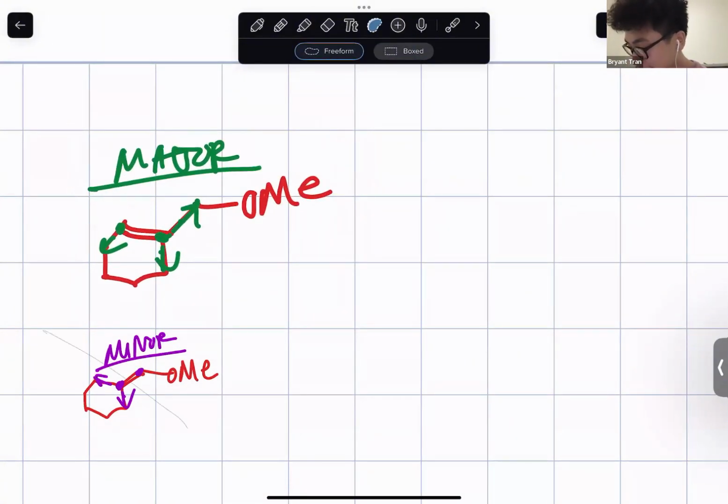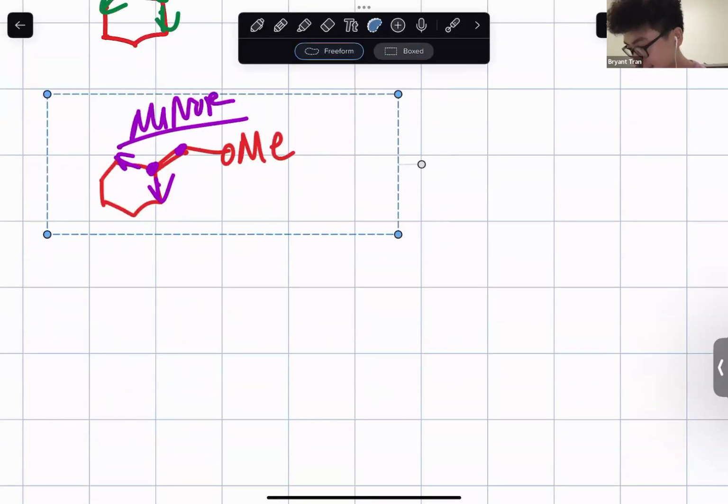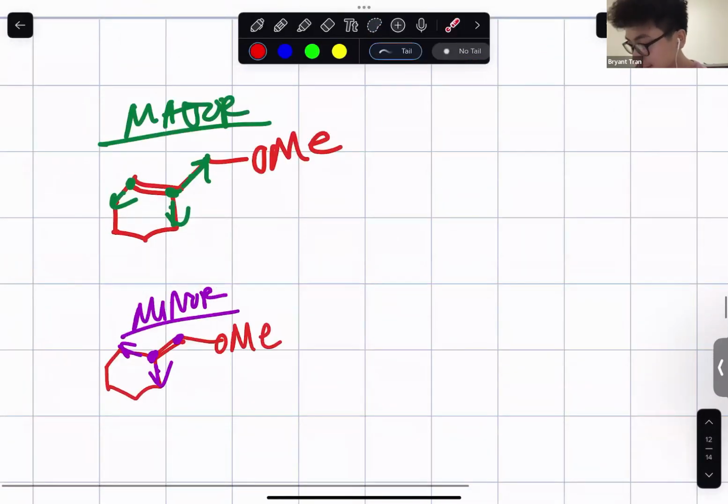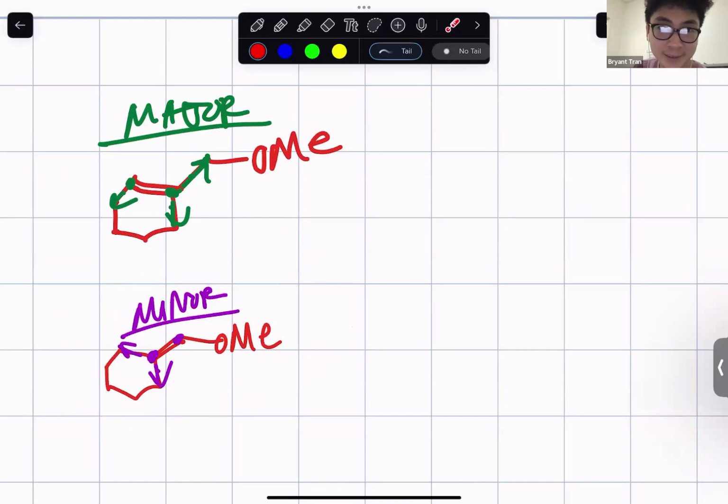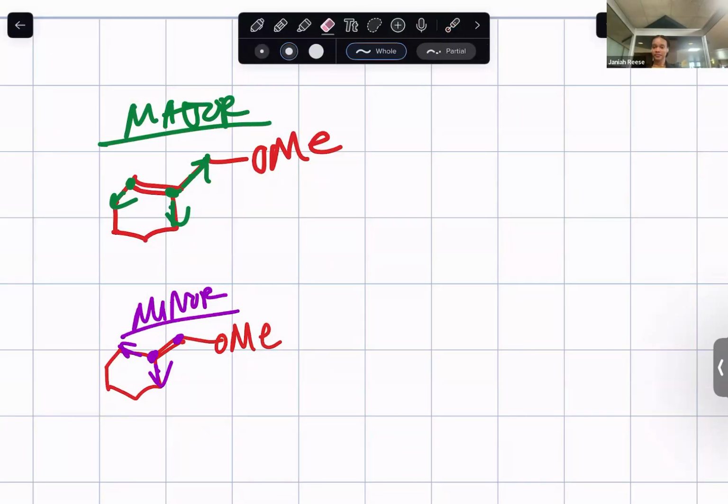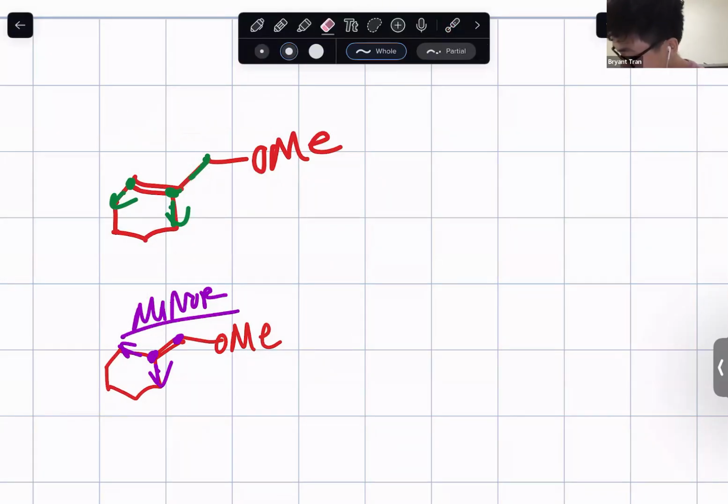Because this is what he put in his key, but I would argue that this is the major product, and for a different reason. Have you heard of resonance? Are you familiar with resonance? Yes. Right. Okay, so I'm going to erase these right here.